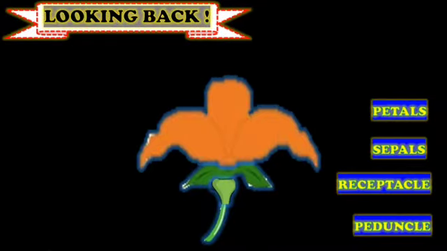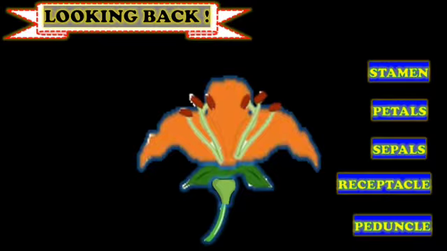The next major part is the petals, and these are the petals. If you have a group of petals, you can call it the corolla. Next is what you call the stamen. The stamen is the male reproductive part of the flower, and this is the stamen. The stamen consists of two parts: we have the anther and we have the filament.